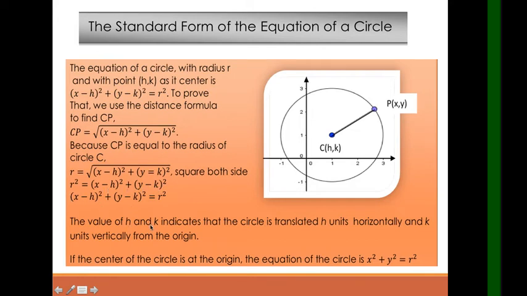The values of h and k indicate that the circle is translated h units horizontally and k units vertically from the origin. Of course, we know that k represents the y and h represents the x. That's why horizontally and vertically from the origin. If the center of the circle is at the origin, therefore the equation of the circle is x squared plus y squared equals r squared.